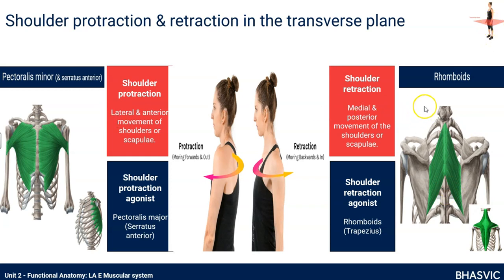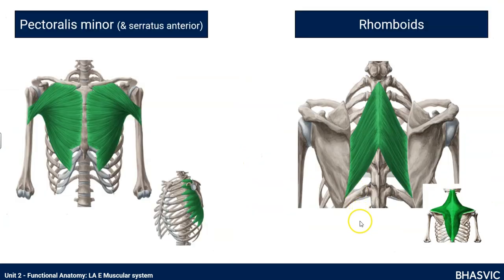These movements, interestingly, are in the transverse plane, because you can kind of see that they are rotating around a vertical skewer, around that axis. And those are your muscles.